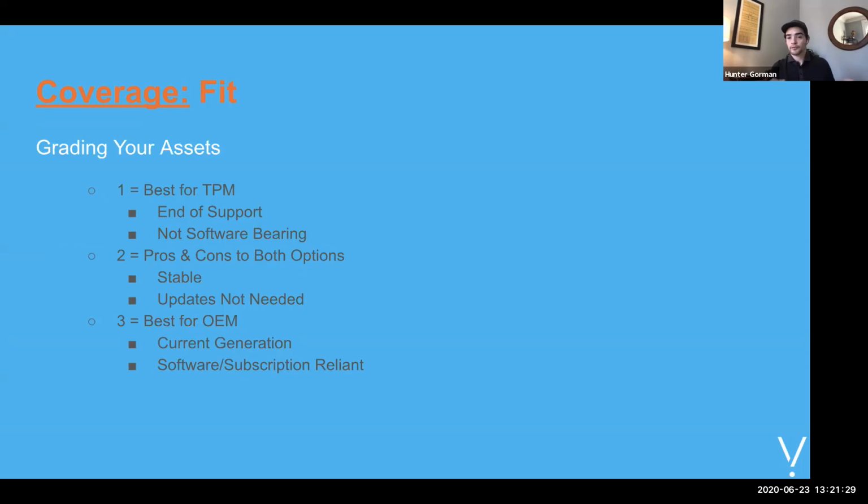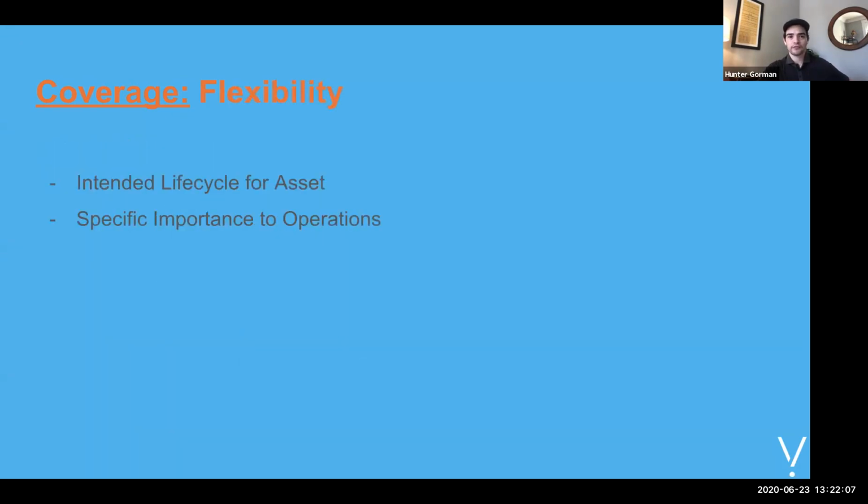Awesome. So just to recap, grade one, as we like to call it, is a great fit for TPM. Often these have gone end of support, end of life, things like that. They're not software bearing. Grade two is kind of the in between, where again, if you worked with one call, we would help you assess the risks, the pros and the cons of those grade two devices to make an informed decision on which strategy would be best moving forward. And then, as Aaron just got through mentioning, grade three is that best for OEM, that category very reliant on software. Aaron, thanks for the flexibility.